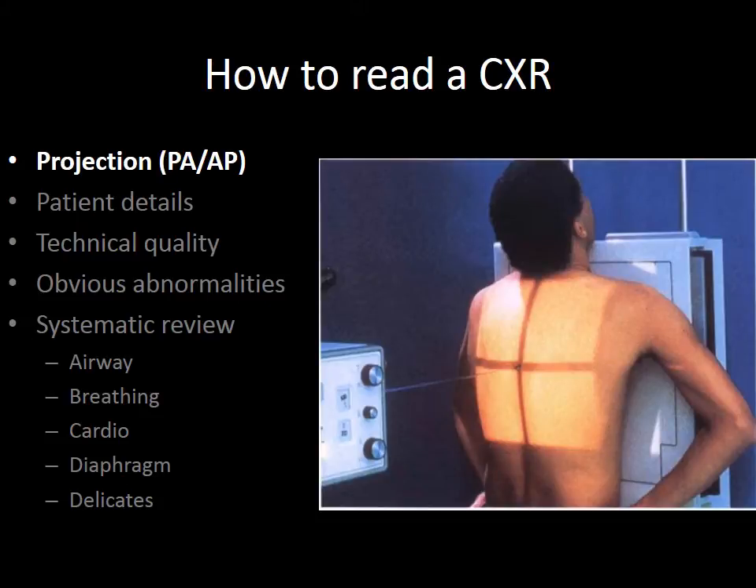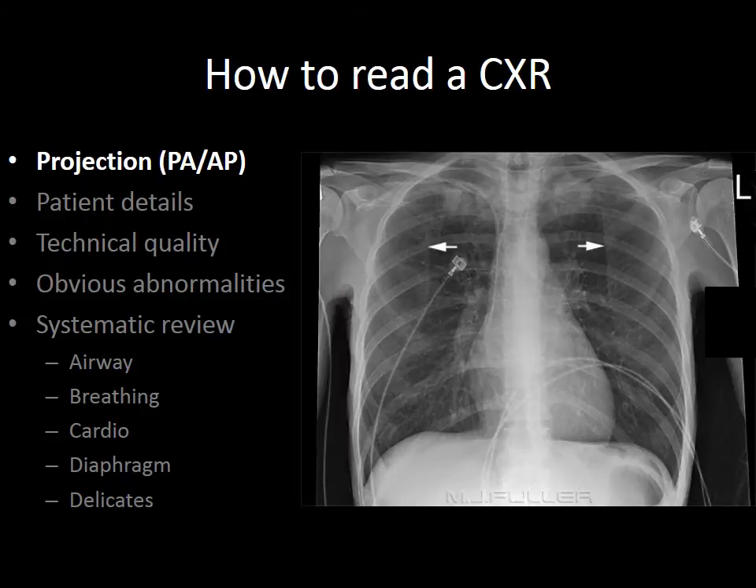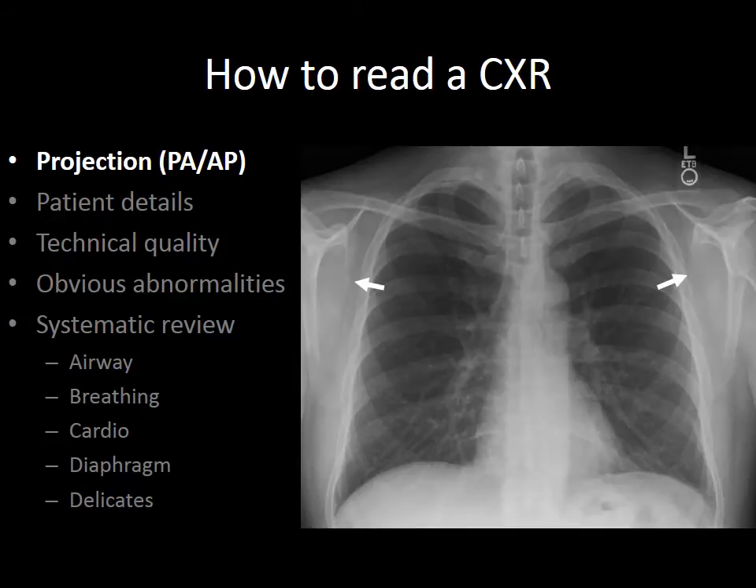In a PA chest x-ray, the patient will have their hands on their hips. This position moves the scapulae away from the lung fields. From this to this, notice that the scapulae are well out of the way.